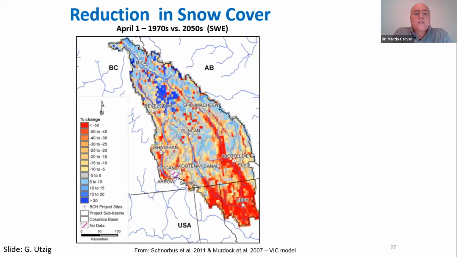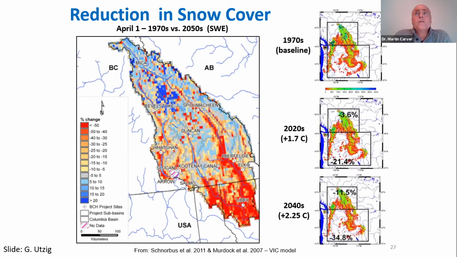And I thank Greg Utzig for this slide. It comes from some work out of the Pacific Climate Impacts Consortium. And we see here a reduction in snow cover shown in terms of snow water equivalent, which is for April 1st, between the 1970s and the 2050s. And you can see in the slide that there are generally reductions expected, especially in the lower half of the UCB. On the right here, it shows the actual snow water equivalent in the 1970s in the top, and then you can see it drops in the Canadian part of the basin. Now we've got an international component here. The Canadian part, 3.6% by the 2020s, and then 11.5, and much steeper declines for your interest south of the border.